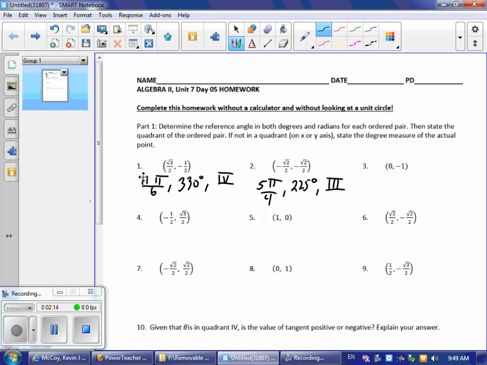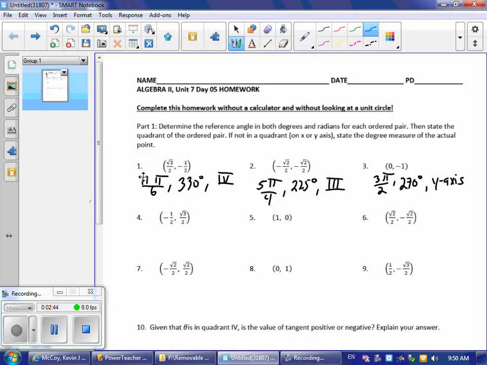0, negative 1. X is 0, y is negative 1. That is straight down. So if I go straight down, that's going to be at 3 pi over 2, which is 270 degrees. And that's not going to be in a quadrant. It's going to be on the y-axis. All right, so there is your thinking process through all those.